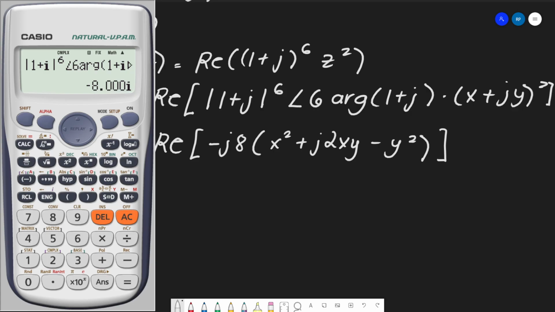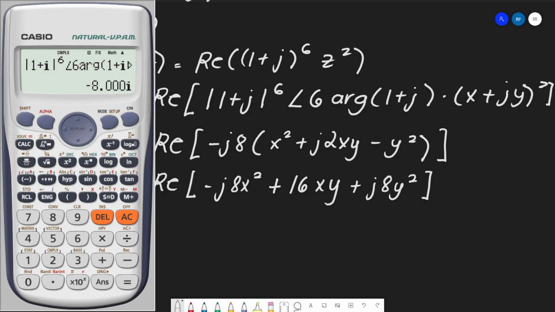Let's distribute. So, we have here the real part of negative j8 times x squared, which is negative j8x squared. Then, we have j times j, that is negative 1. But we have a negative here, so it becomes positive. 8 times 2 is 16xy. Then, negative j8 times negative y squared is positive j8y squared. Okay, next.